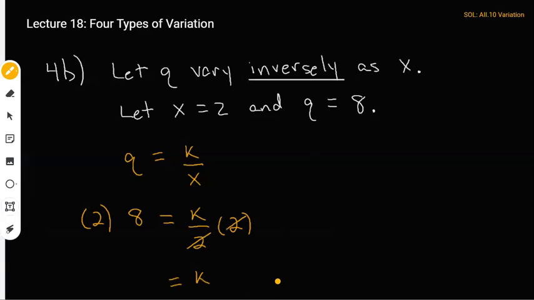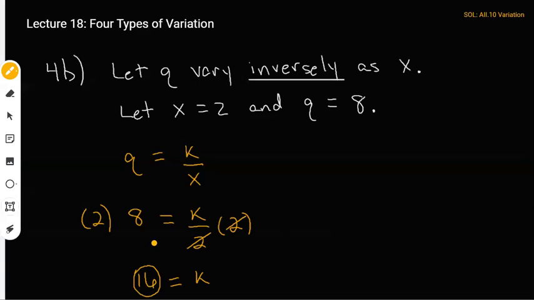On the other side, I'm going to have 2 times 8, and that's going to give me 16. So that's going to be my k value, my constant of proportionality. A few of the questions are going to ask you to find k or write an equation. And then the third type of question is going to ask you to solve for the missing variable. And that's what we're going to do on the next slide.